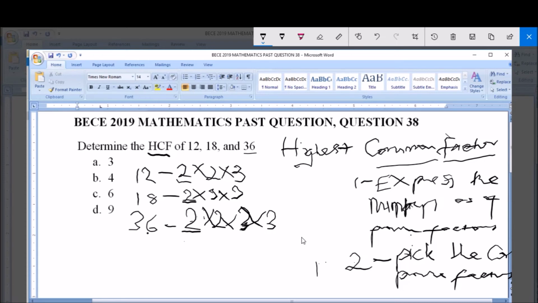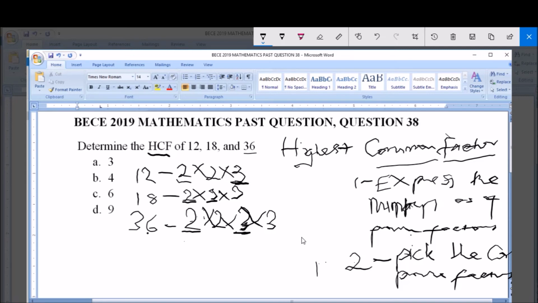Now we'll move to the next 2. You find 2 in 12, but you won't find another 2 in 18, and you find it in 36, so it is not common. We leave the 2 and proceed next to the 3. Now look at this 3. It is common in 12. You also find the 3 in 18, and you also find the 3 in 36. So this 3 is common. So it is a common factor of these 3 numbers. Likewise, 2 is a common factor of these 3 numbers, but the rest are not common.